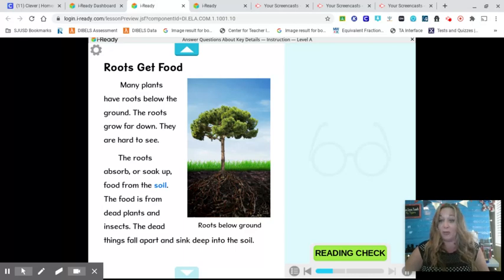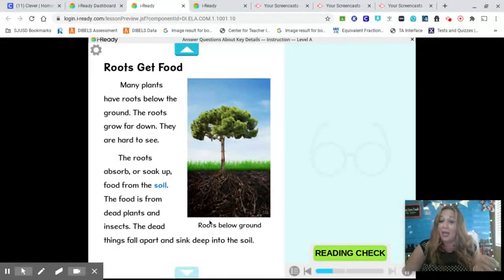We have several features that we need to point out here. The first one is the heading, roots get food. So I know just by that heading that I'm going to read about the roots of a tree and how they get food. The second text feature we have is a picture. If we look at the picture, we can see here that the roots are underground. This may not be the case for all roots in the rainforest, and it will tell me what I'm looking at by reading the caption.